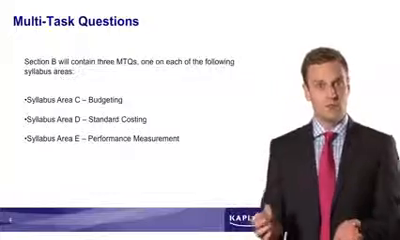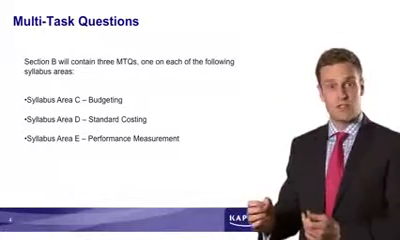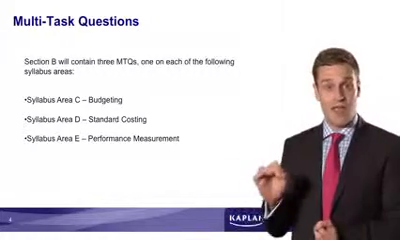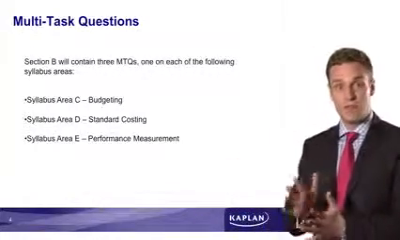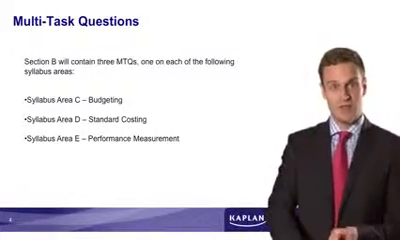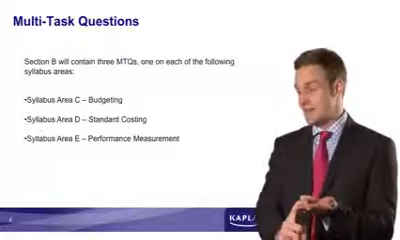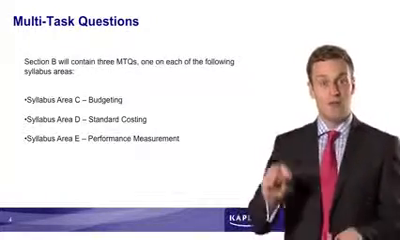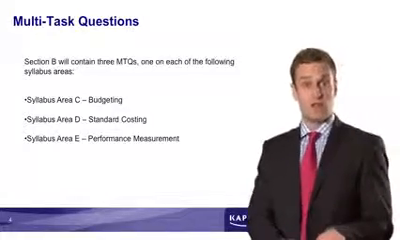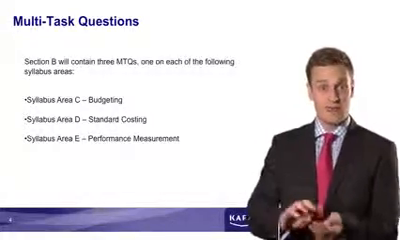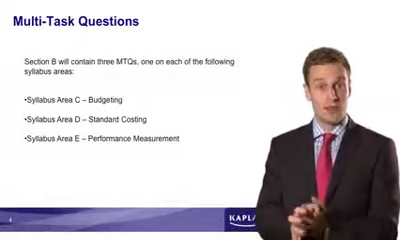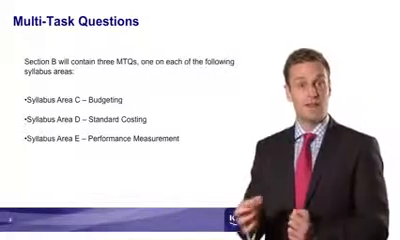So what are these multi-task questions? These questions are going to be a different style from what you've seen before. And we're going to know which areas these are going to come from. So you'll have one multi-task question from syllabus area C, which is budgeting. You'll have one from syllabus area D, which is standard costing. And you'll have one from syllabus area E, which is performance measurement. So you know which subjects you're going to have in each of these 3 MTQs, and the rest of the paper will be changed accordingly so that the overall balance of the paper is not affected.